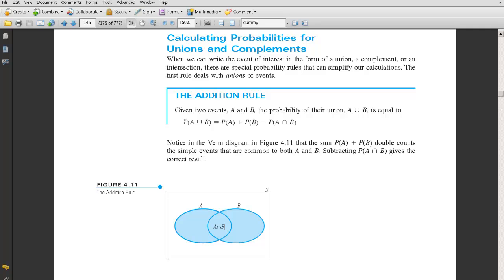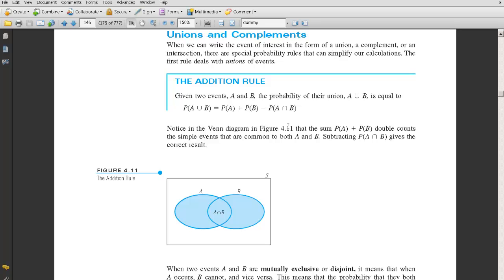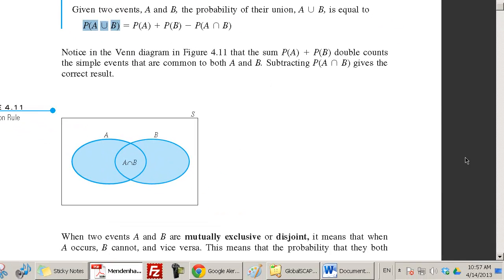So this rule is for the probability of A union B. So what is it again? Probability of A plus the probability of B. But then since we counted the intersection twice, we should subtract it out once. So we can use that to help us calculate probabilities of A union B. Okay, now we have that.